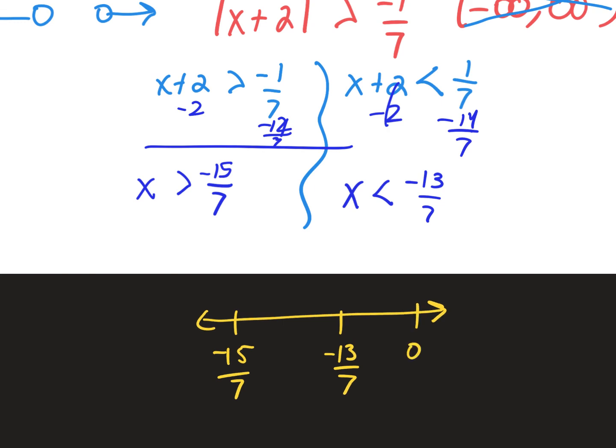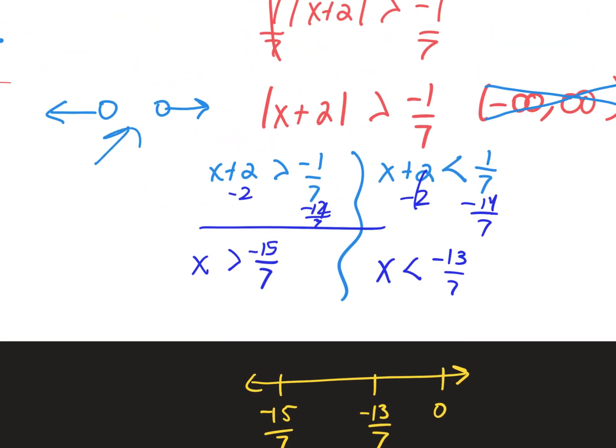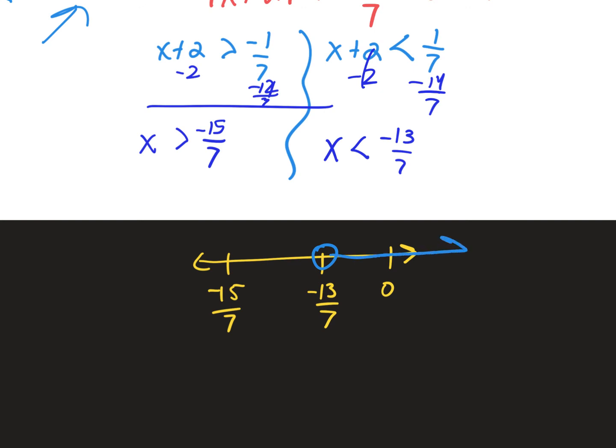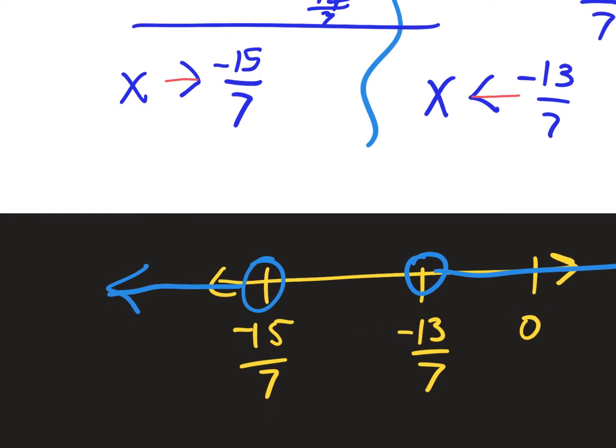Now, according to where we started, our little trick, they're telling me I should color which way? On the outside. So I have my open dots, and I go to the outside. All right? Now, what do you notice? I actually said this at the beginning. What do you guys notice about the inequality sign itself? This says they want everything that's greater than negative 15 over 7, and this says everything less than negative 13 over 7. Well, where is that on this graph? It's in the middle.